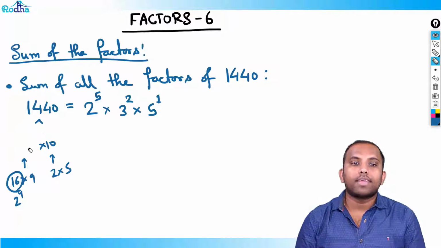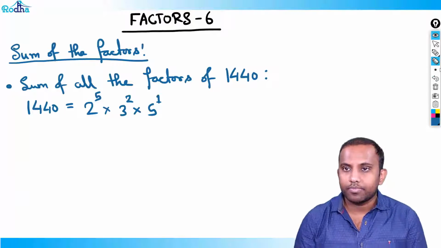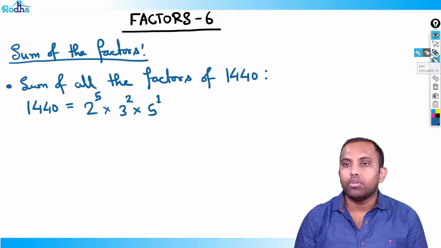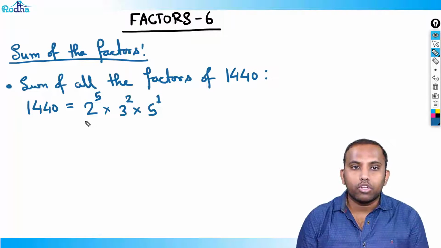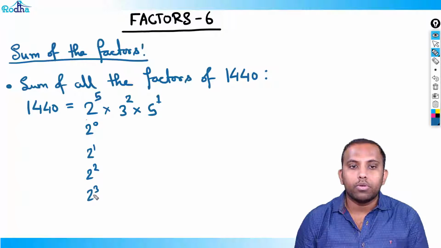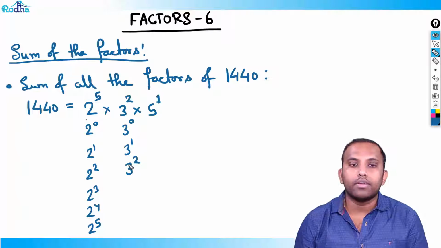Now, what is the sum of the factors of 1440? This is important. How to find the sum of the factors? I told you the most important concept in factors: just break the factors. So 2 raised to 5 will have 2 raised to 0, 2 raised to 1, 2 square, 2 cube, 2 raised to 4 and 2 raised to 5. 3 square will have 3 raised to 0, 3 raised to 1 and 3 square. And 5 raised to 1 will have 5 raised to 0 and 5 raised to 1.